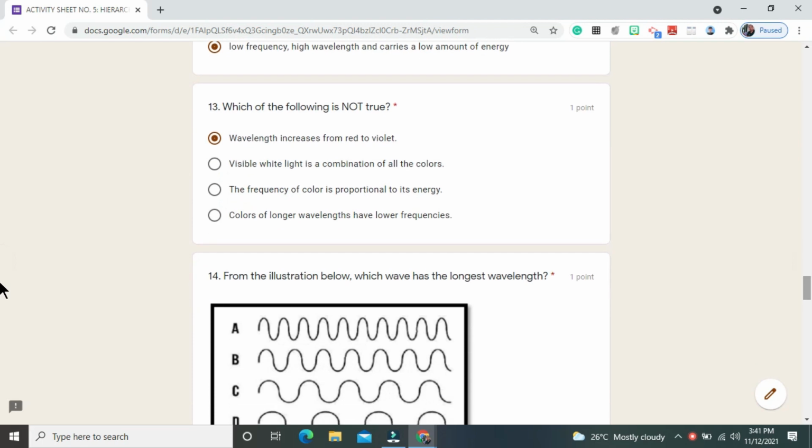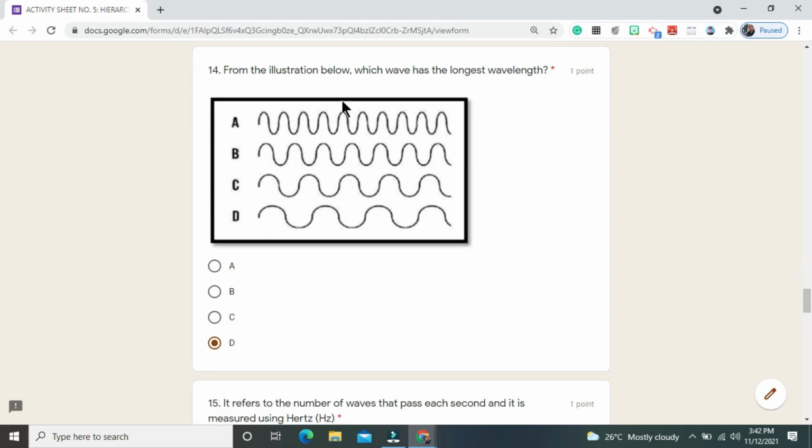Question number 13. Which of the following is not true? The correct answer is wavelength increases from red to violet. Question number 14. From the illustration below, which wave has the longest wavelength? The correct answer is D.